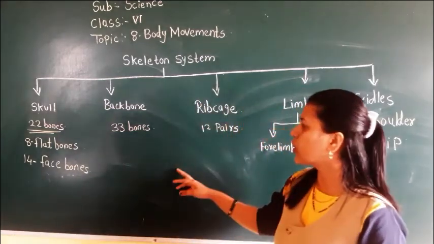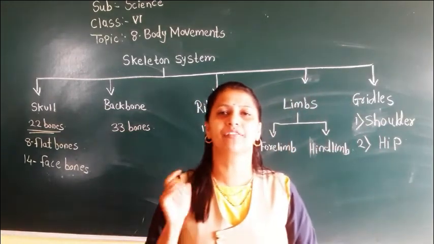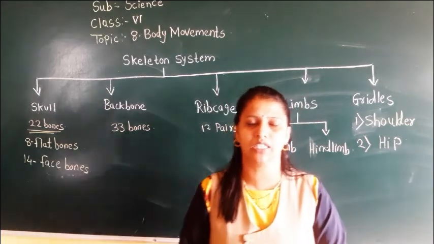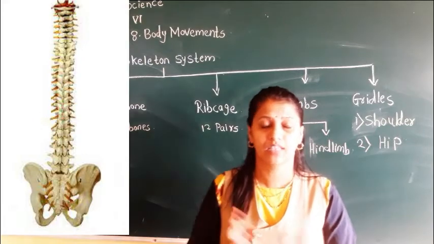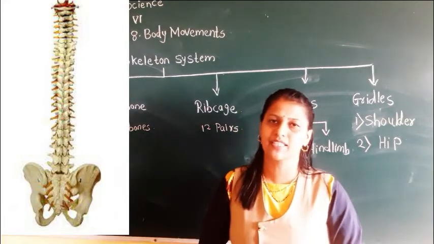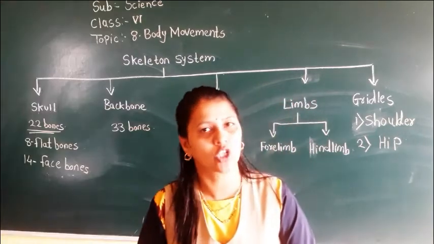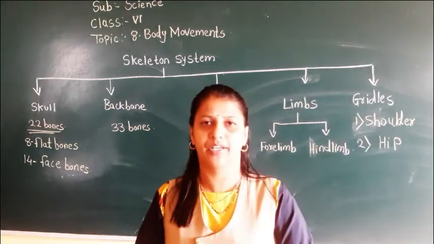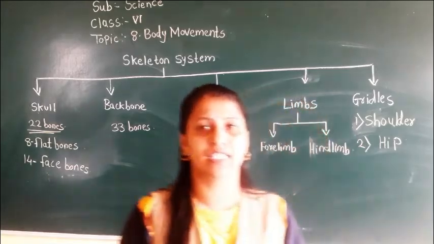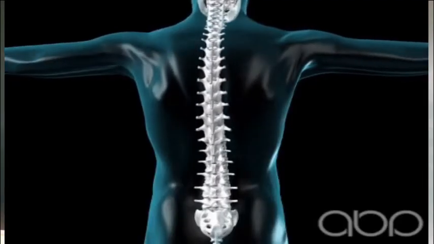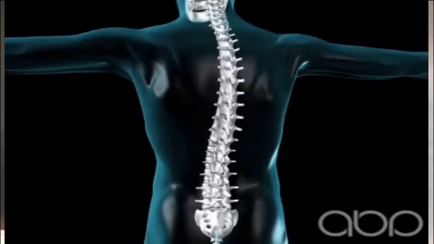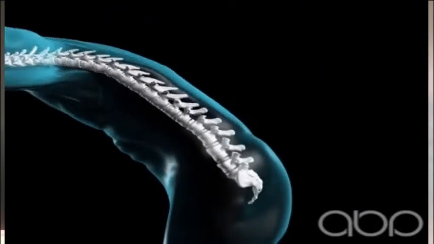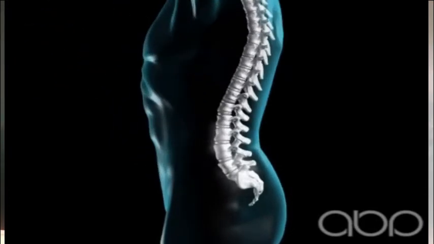Now there are a total of 33 small ring-like bones which protect our spinal cord. Are you getting this? Now, can you see this picture? Yes. This picture shows the backbone, the vertebral column, which has 33 small ring-shaped bones.